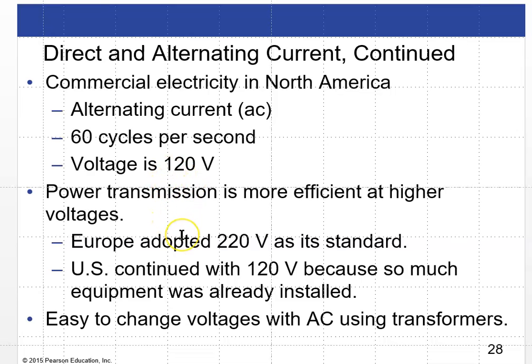Now, it isn't very efficient to transmit energy over long distances at low voltage; high voltage is better. So Europe adopted 220 volts as its standard, but the US already had the 120 volts in place and it was too much trouble to change it. But it's easy to change voltages, just put transformers in there.